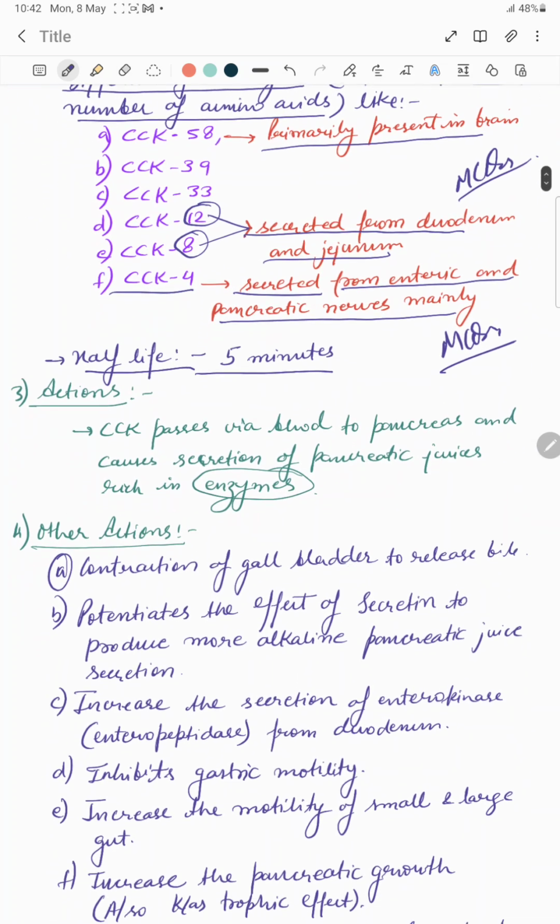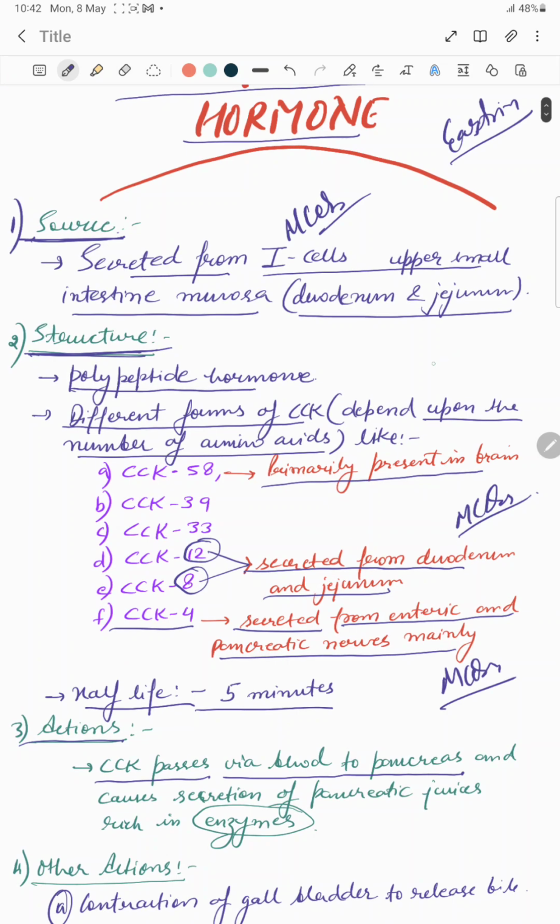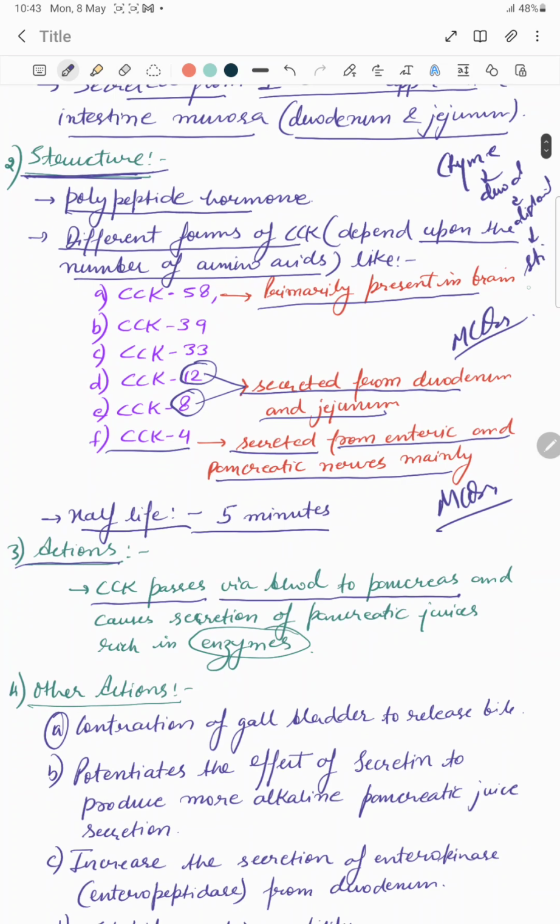Come to the next point, that is the actions of cholecystokinin. When chyme enters into the duodenum, it gets distended, and this distension causes stimulation of I cells, and this causes release of cholecystokinin. This cholecystokinin enters into the blood and from the circulation reaches the pancreas and causes secretion of pancreatic juice rich in enzymes mainly.